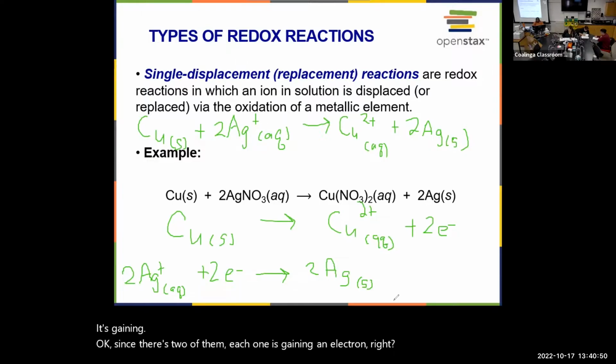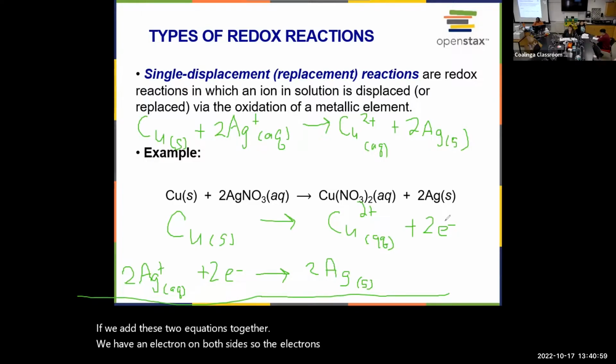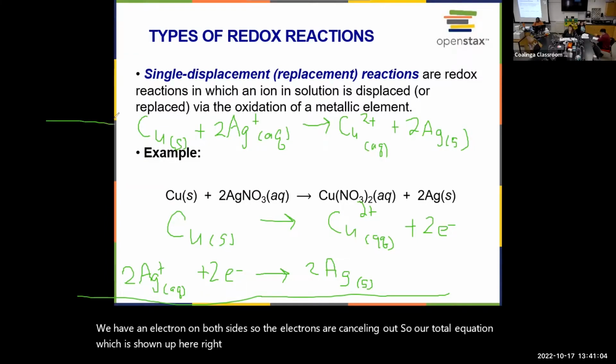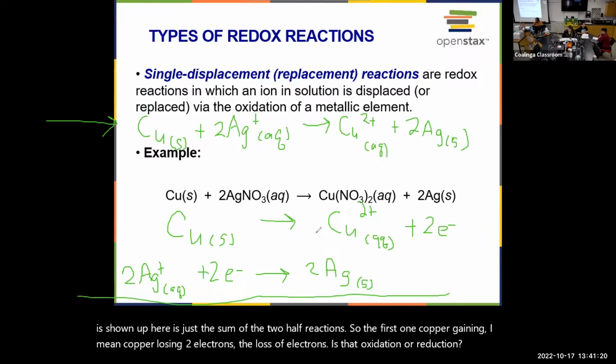So if we add these 2 equations together, we have electrons on both sides, so the electrons cancel out. So our total equation, our net ionic equation, which is shown up here, is just the sum of the 2 half reactions. So the first one, copper losing 2 electrons, the loss of electrons is oxidation or reduction? Oxidation, LEO, right?